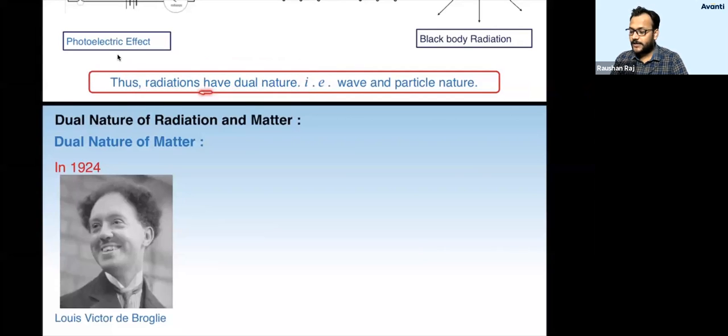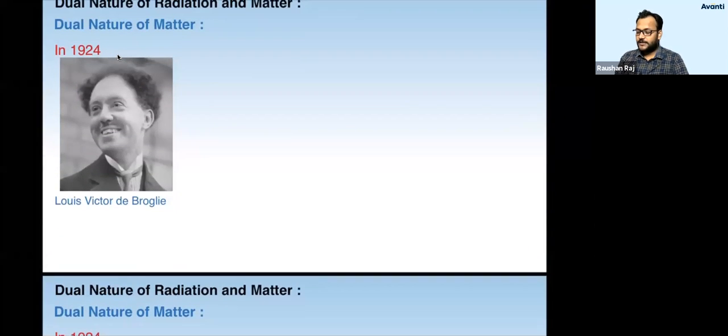Radiation has particle and wave nature. So every radiation has what, dual nature. ठीक है, चलो आगे बात करते हैं. In 1924 हमारे डी ब्रॉय साहब आए. I don't know how to pronounce it. I think I have seen somewhere that we pronounce this as de Broglie. ठीक है, so Louis Victor de Broglie.